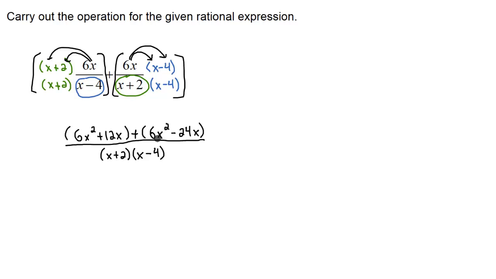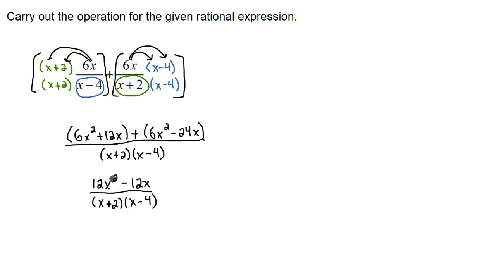We got this binomial. Now we can add together those two numerators, and that just means that I'm going to combine all the like terms. So here's going to be the result of that. What we did was take 6x squared and add it to this 6x squared.